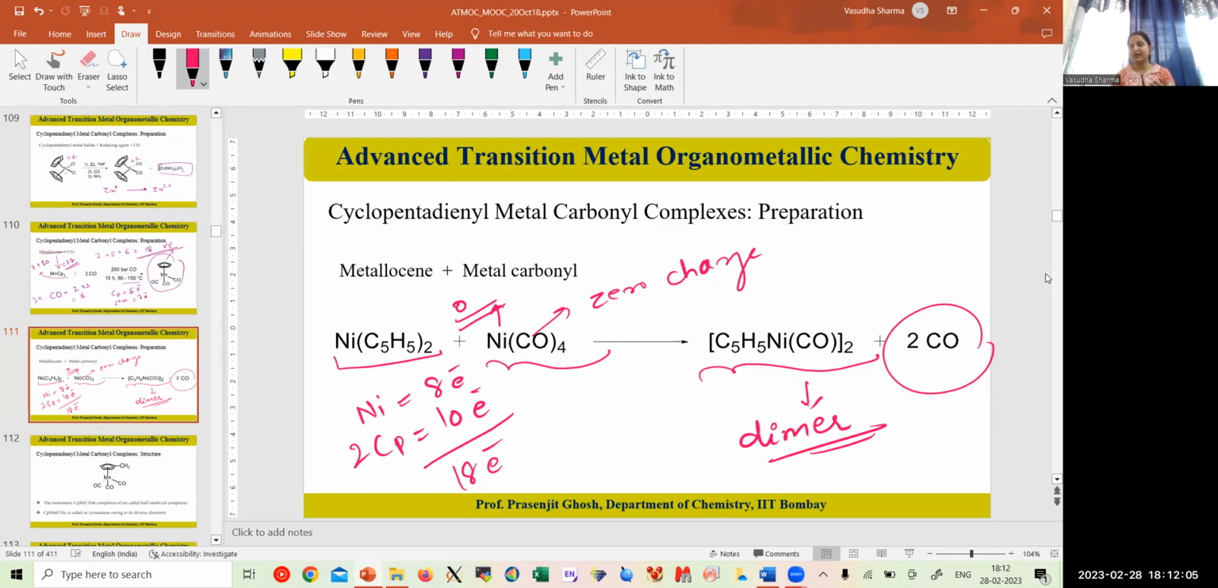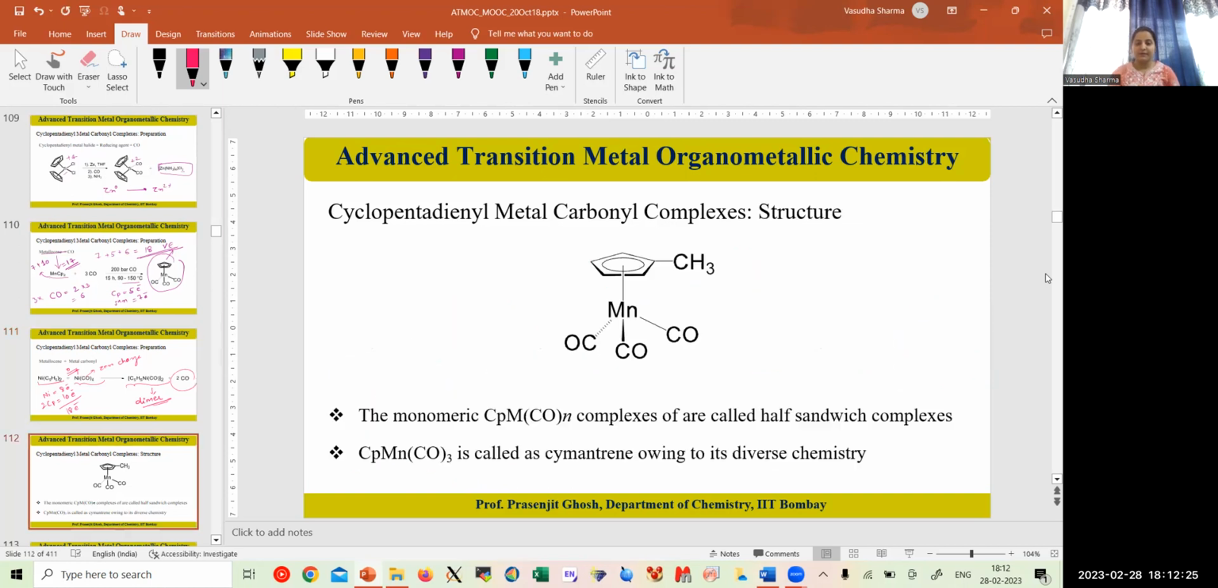Either we can directly react a metallocene with carbon monoxide under certain temperature and pressure conditions, or we can react a metallocene with a metal carbonyl, which does not require this much temperature and pressure. Minimal reaction conditions would be enough to give this kind of dimer.